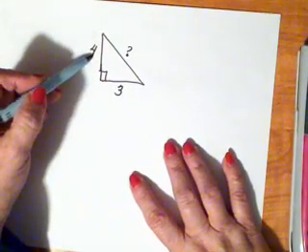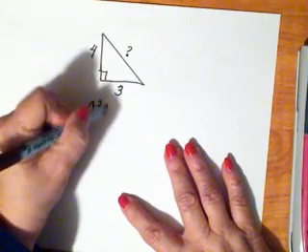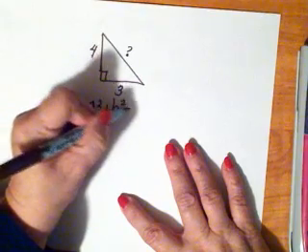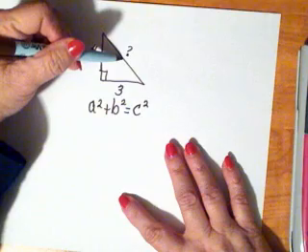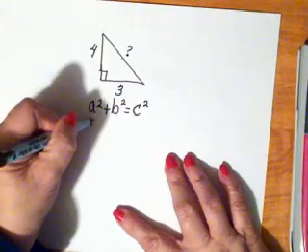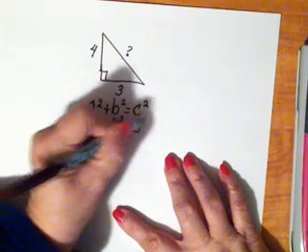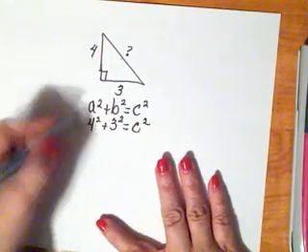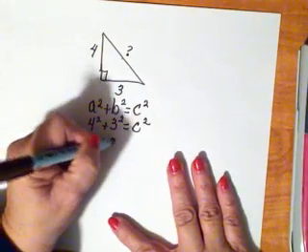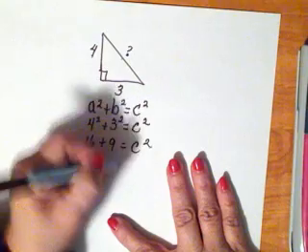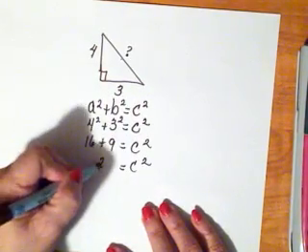So I'm going to square these and add them together. A squared plus B squared equals C squared. The hypotenuse is always the side opposite the right angle. So then I have 4 squared plus 3 squared equals C squared. So 4 squared is 16 plus 3 squared is 9 equals C squared. So when I add 16 and 9, I get 25.